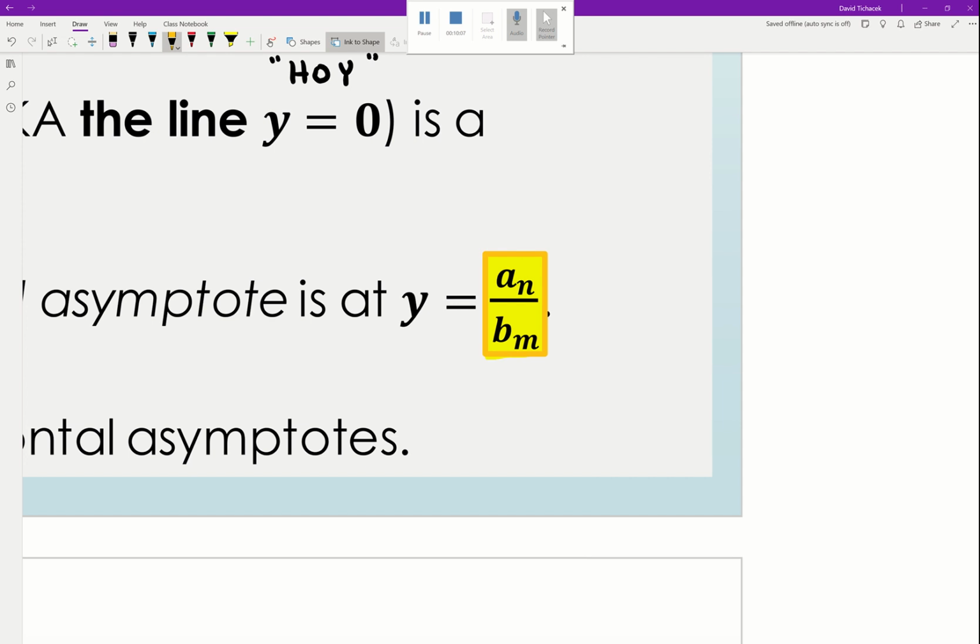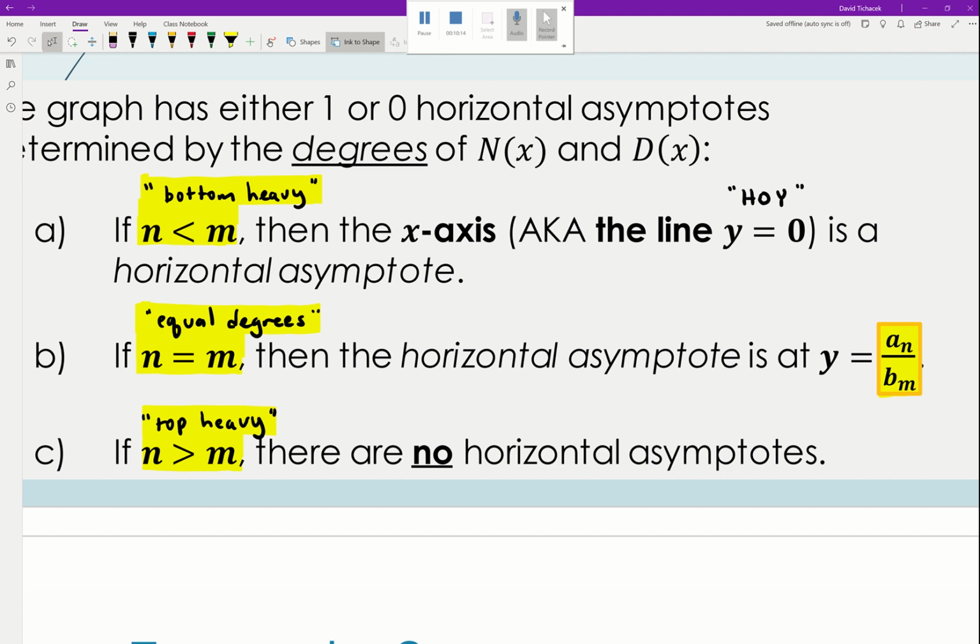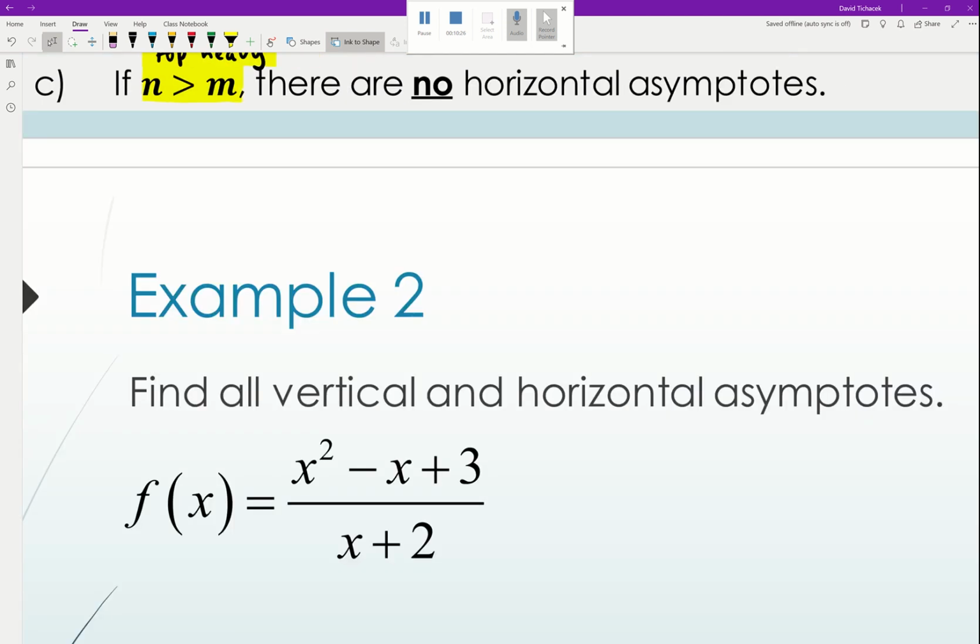So while we do kind of have to split it up into cases like this, it's pretty easy to remember, right? If you're bottom heavy, it's the x-axis that's your horizontal asymptote. If you're top heavy, you don't have any horizontal asymptotes. And of course, if it's equal degrees on the top and the bottom, then you have an automatic horizontal asymptote at the ratio of the leading coefficients here.